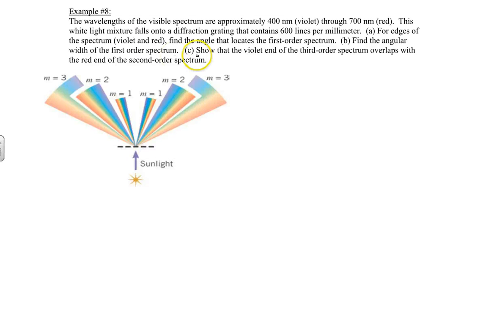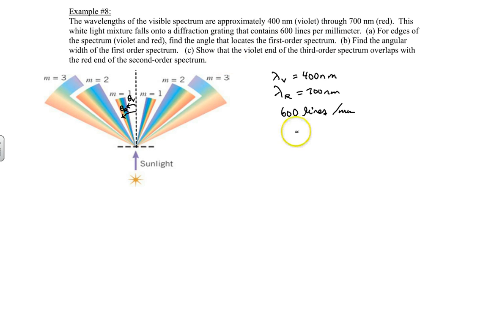We have wavelengths of violet on the very edge of 400 nanometers. And we have the wavelength of red of 700 nanometers. And we have 600 lines per millimeter. And what we're asked to find in part A is what is the angle from the middle to violet, that would be theta violet, and the middle to red, theta red, given the information that we have.